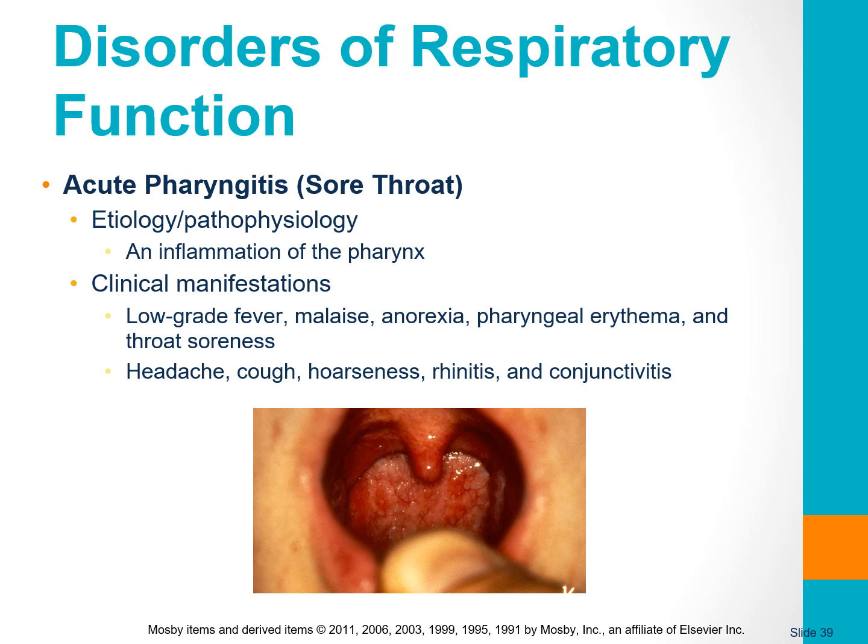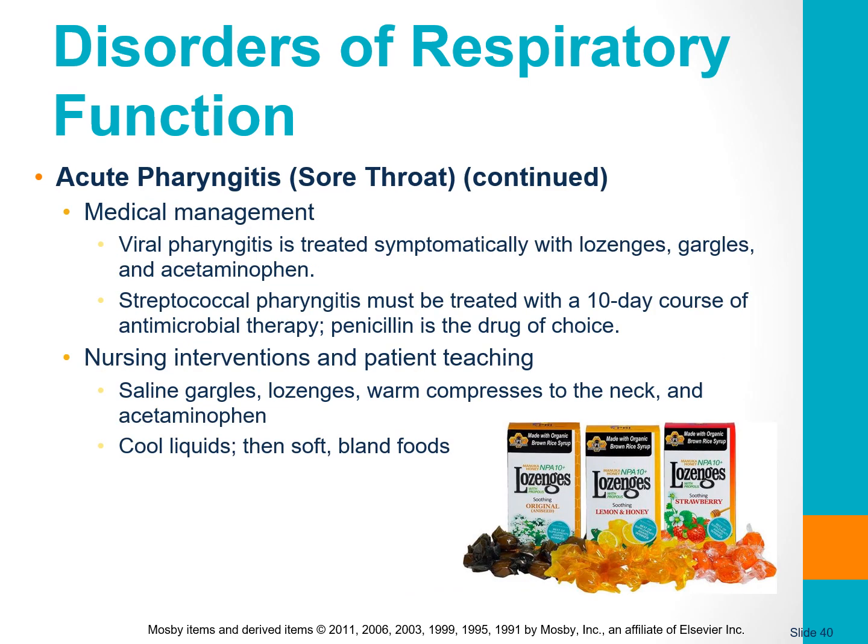Management for viral pharyngitis is treating the symptoms with lozenges, gargles, Tylenol, ibuprofen as needed. Again, if it's bacterial, that's a 10-day course of antibiotics. Typically, penicillin or amoxicillin is the drug of choice. Nursing interventions, again: saline gargles, lozenges, warm compresses to the neck, Tylenol and ibuprofen, soft, easy, bland foods, cool liquids, popsicles, things that are going to help with the sore throat that are easy to go down.